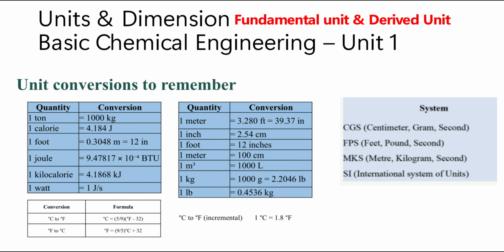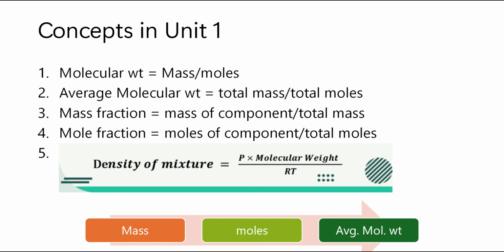The systems of units we followed so far are the CGS system, FPS, MKS and SI system of units. Moving to the next concept in Unit 1, we were talking about the concept of molecular weight, which is obtained by finding the ratio of mass and mole. And the next concept is, when a mixture of components is available, we cannot go with molecular weight; we have to use average molecular weight.